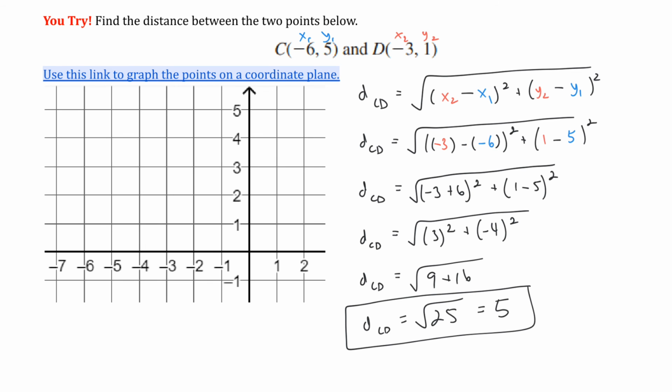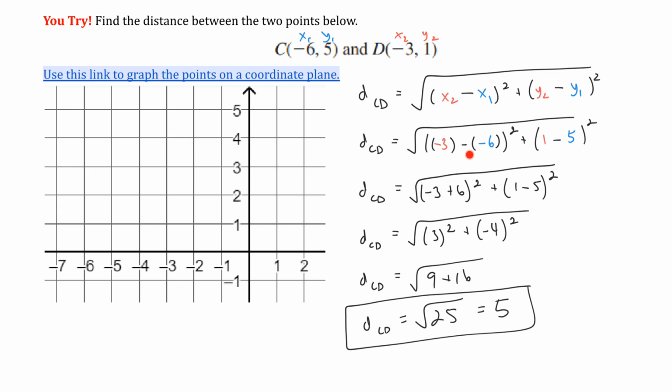Because here's the thing. In the original formula, it says x2 minus x1. Our x2 is a negative 3. So we go ahead and use parentheses. And we need to subtract a negative 6. So when we subtract a negative 6, we have these double negatives. If you don't use these parentheses, you might accidentally forget to write down one of these negatives. So that's why these parentheses are really important.